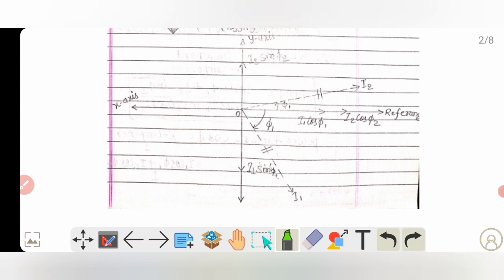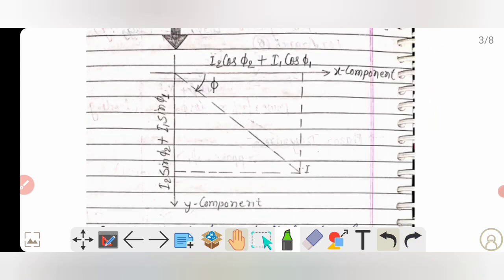In the same way, my dear friends, we have also broken the I1 component into its x and y components. As you can see here, its x component is equal to I1 cos phi 1, and its y component is equal to I1 sin phi 1. Now, we will discuss the next diagram. As you can see here, this is the next diagram.